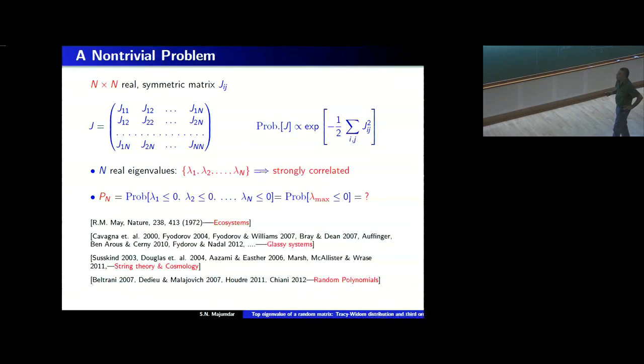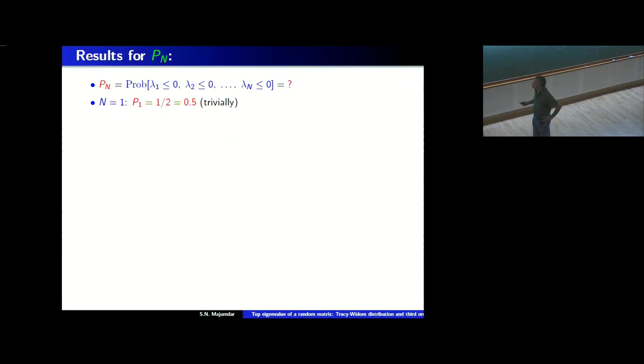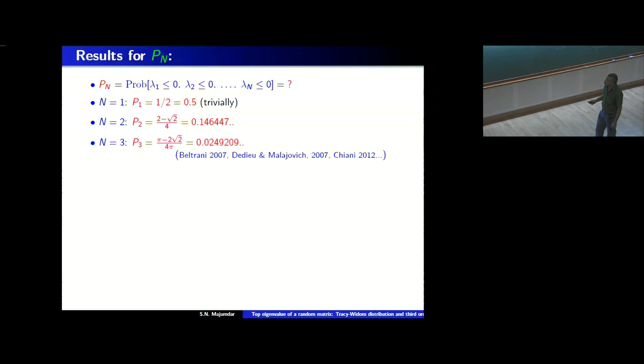In fact, you can ask, can I calculate it? For n equal to 1 it is trivial. It's just one element, so what's the probability it's negative? It's a symmetric distribution, so it's half. If you have n equal to 2, you can work with a little bit of difficulty and calculate it exactly, and it's (2 minus root 2) over 4. It decreases. N equal to 3 took some years, even until 2007, and the number is (pi minus 2 root 2) over 4 pi. And the question was, what happens for larger n? N equal to 4 is already extremely hard. So the question is, how does P_N decay for large n as n goes to infinity?